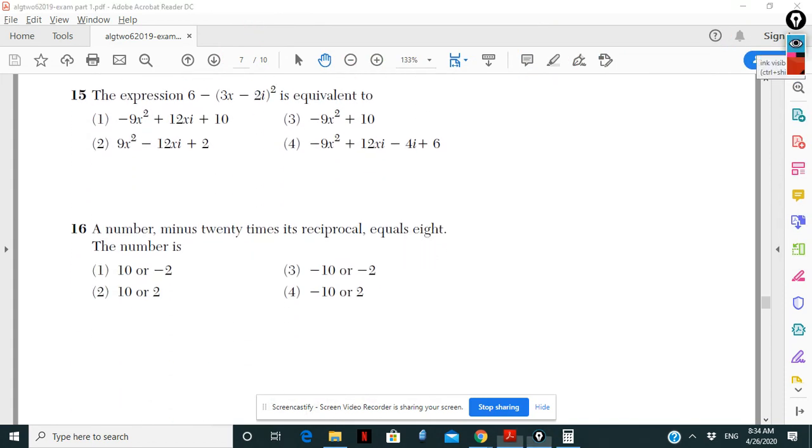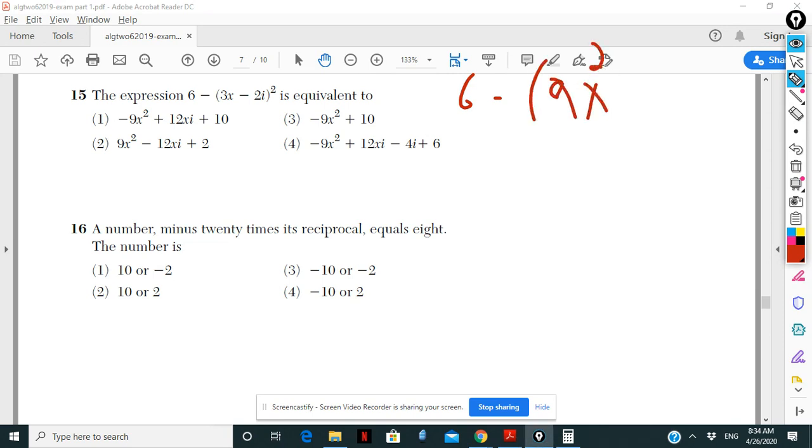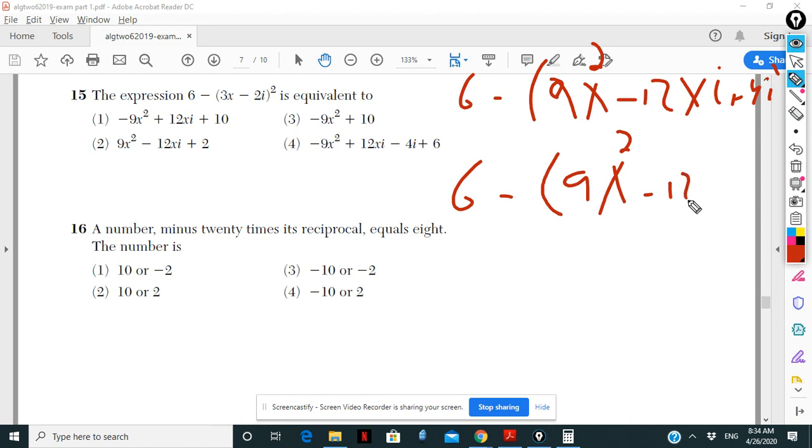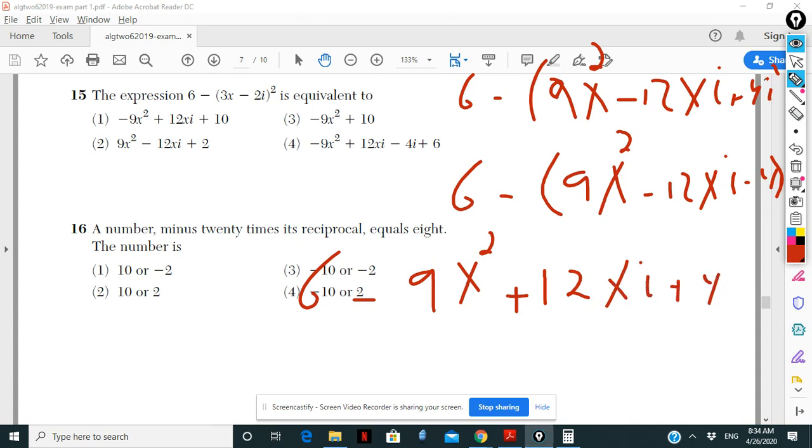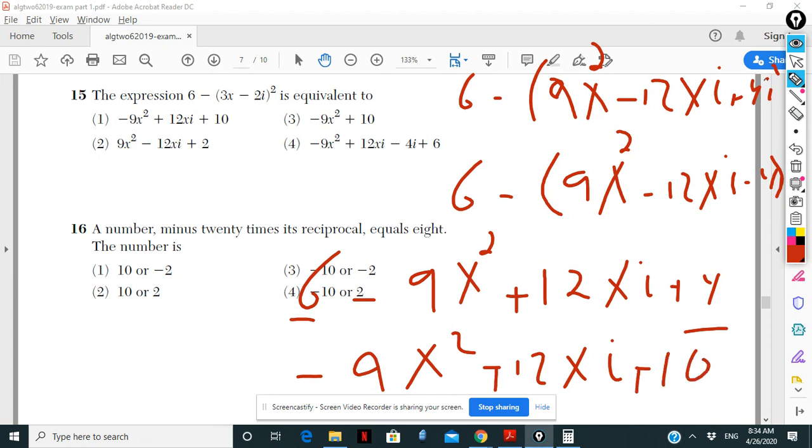Question number 15. He's giving me that expression and he wants to find the equivalent one. So I'm going to find 6 minus 9x squared minus 12xi plus 4i squared. Now I'm going to simplify more. 6 minus 9x squared minus 12xi minus 4. I'm going to distribute the negative sign, so 6 minus 9x squared plus 12xi plus 4. So giving me 10, here is 10. So negative 9x squared plus 12xi plus 10. So the answer is 1.